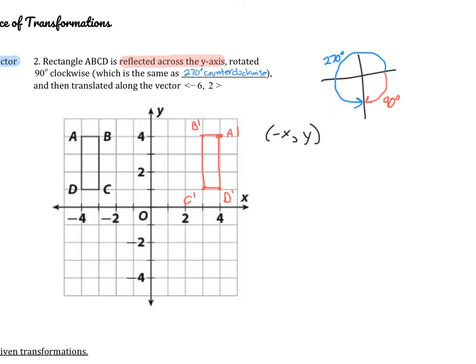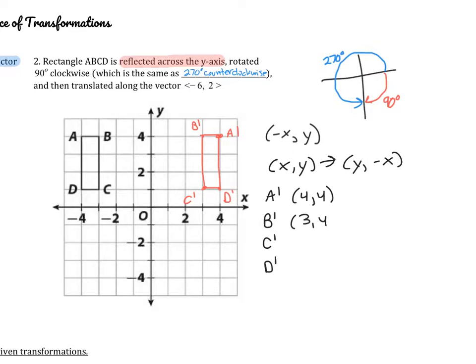Our rule for 270 degrees counterclockwise rotation is that (x, y) becomes (y, -x). For this one, it might be useful to actually list out your coordinates and do your coordinate transformation. A prime is (4, 4), B prime is (3, 4), C prime is (3, 1), and D prime is (4, 1). Now when I do my next one, I'll call it double prime. Again, switch x and y and make your x value negative, or let me say make it opposite.